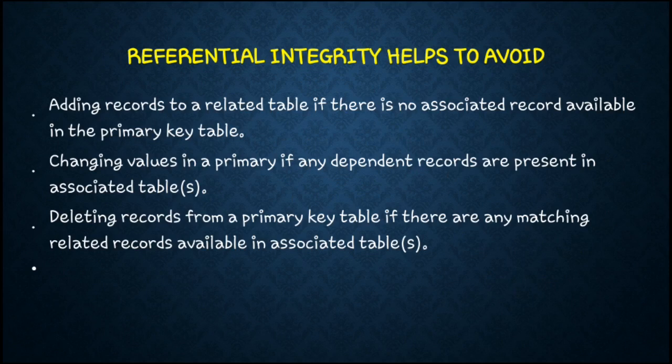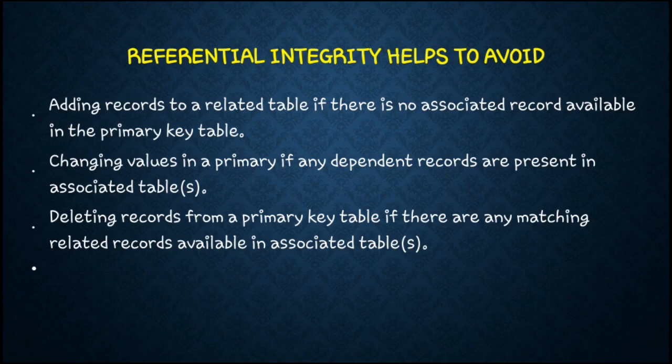So why do we need referential integrity? It is used to avoid adding records to a related table if there are no associated records available in the primary key table. So I'm adding no new records in the table that are already available in the existing table, meaning the unwanted ones.